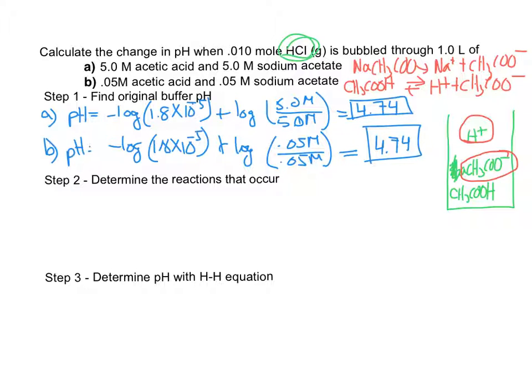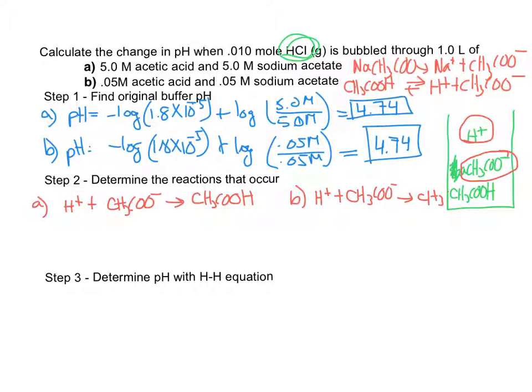So I'm going to start by writing my reaction that happens. So for both A and B, your H plus is going to react with the acetate ion. And guess what product you form? You form acetic acid. I'm going to write this twice. One time for A, one time for B. Because even though it's the same reaction, my numbers are different, because my concentrations are different.